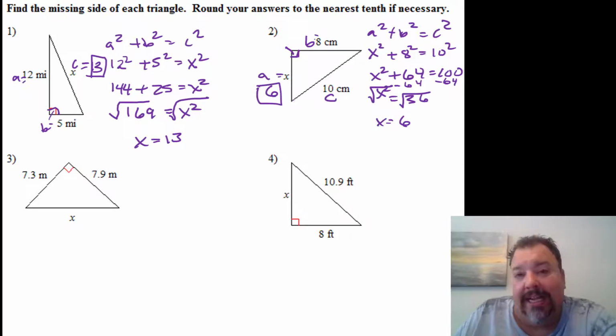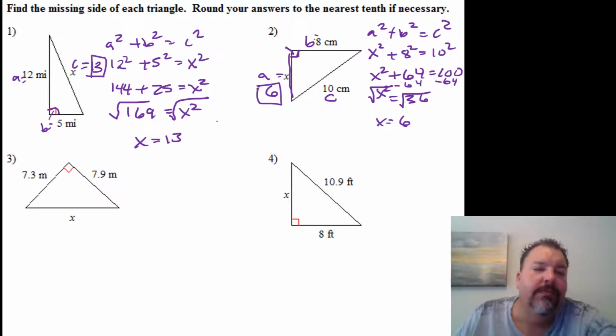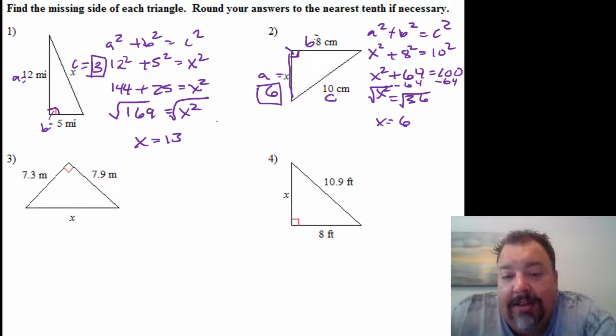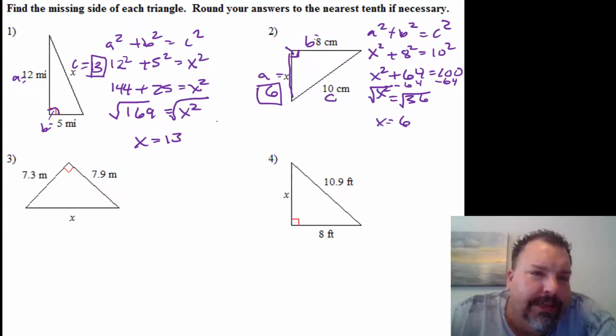Now, again, that answer should make sense. If you look at the picture, it looks like the x side here is the shortest side. So we would expect that whatever number we get here is smaller than 8. When I'm solving math and geometry problems, I always try to think, does this answer make sense? Does it look like it works in the picture, if the picture is drawn to scale?